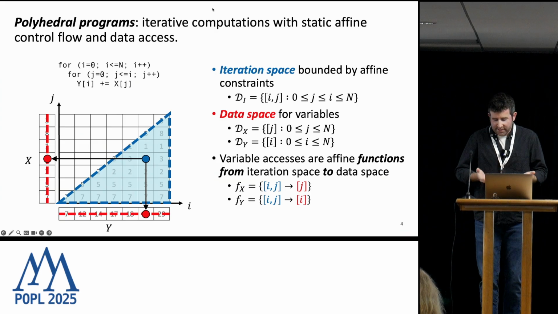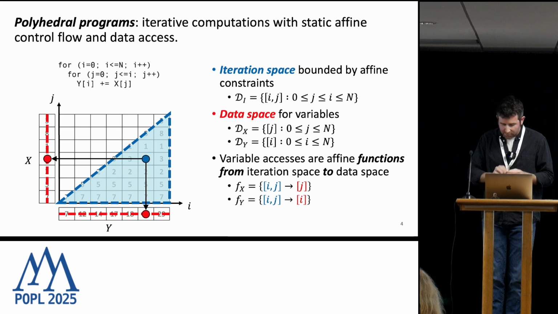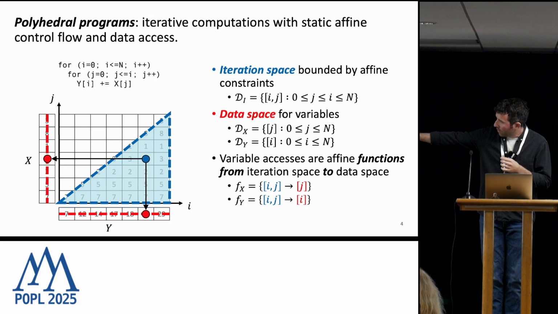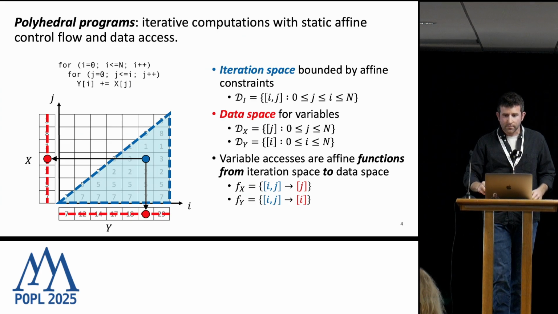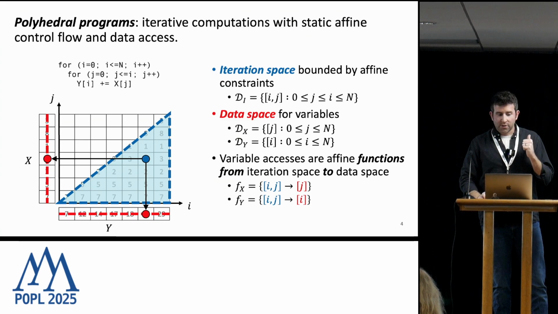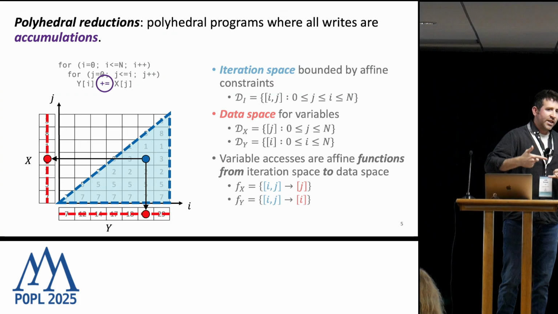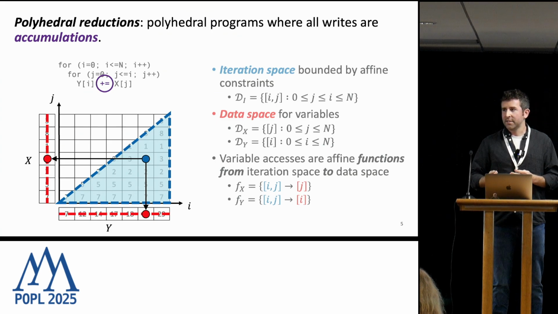And these are relations, so we can describe them as arrows. So at each point inside this triangle, we read some value from x along the vertical, and we accumulate it into the location on the floor. So polyhedral programs are iterative computations with static affine control. And a polyhedral reduction is everything I just said, plus we think about all the writes as being accumulations.